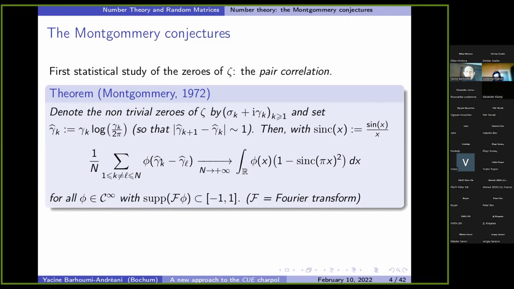So this is phi of gamma_k minus gamma_l. And when you rescale, you tend at the limit to a particular functional, which uses the function 1 minus sinc squared. The sinc function is an important player in this talk. This is the function sine x over x.